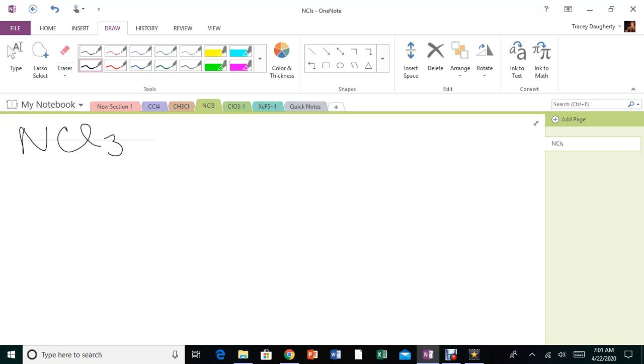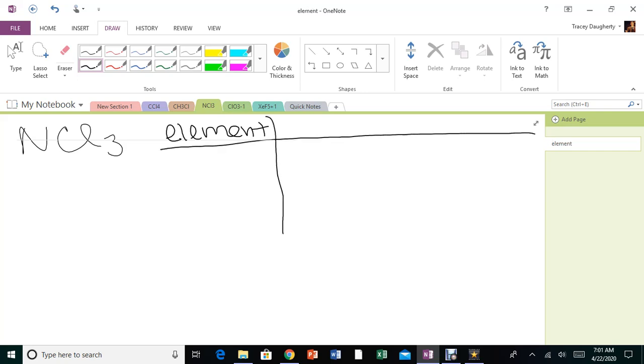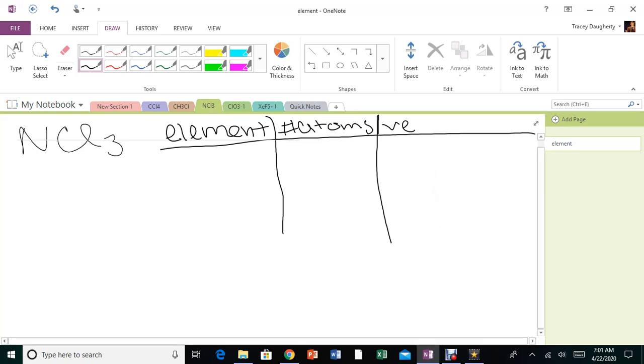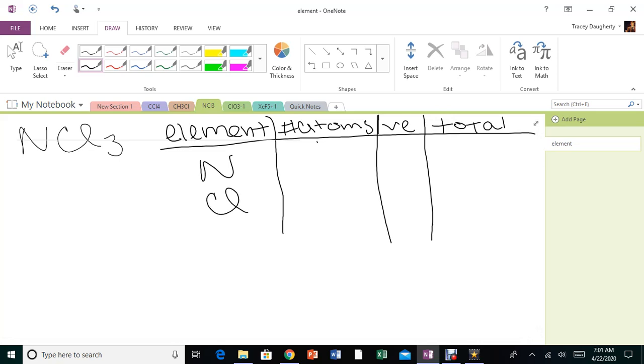So we're going to take a look at this. So start off the same. Element, number of atoms, valence electrons, and your total. You have N and Cl. You have 1 nitrogen atom, 3 Cl atoms.